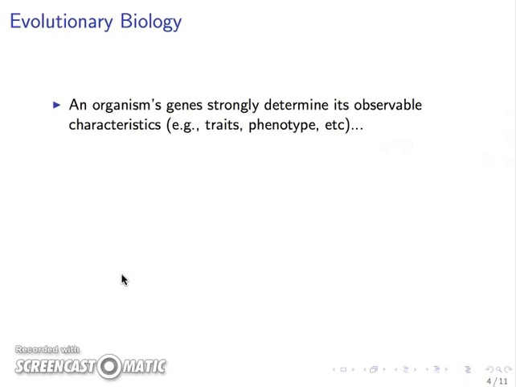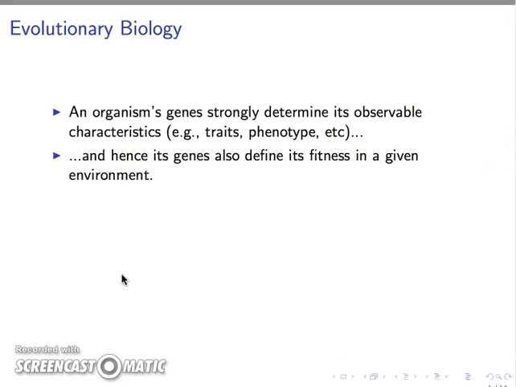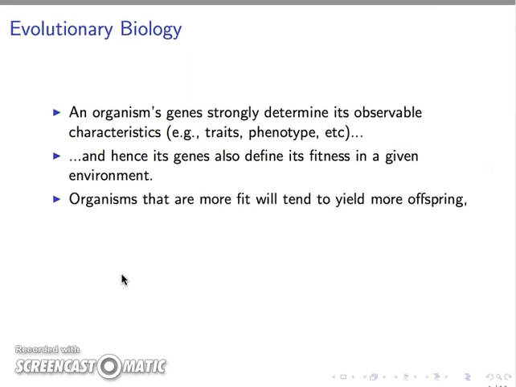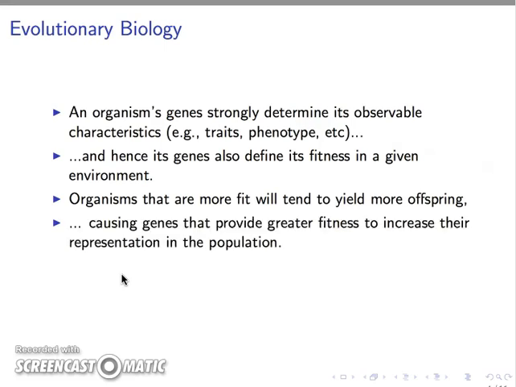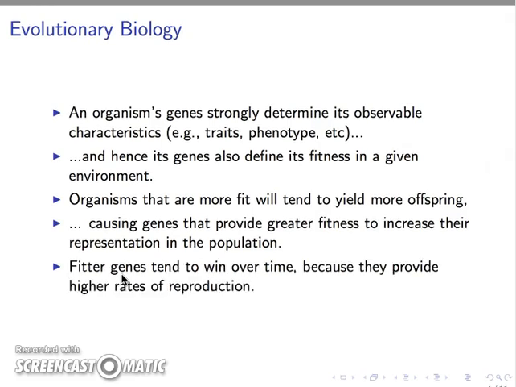So now we turn to evolutionary biology. The genes of an organism strongly determine the characteristics that are considered observable, such as traits and phenotypes, etc. So the genes also define the fitness in a given environment. Organisms that are more fit will tend to yield more offspring, causing genes that provide greater fitness to increase their representation in the population.